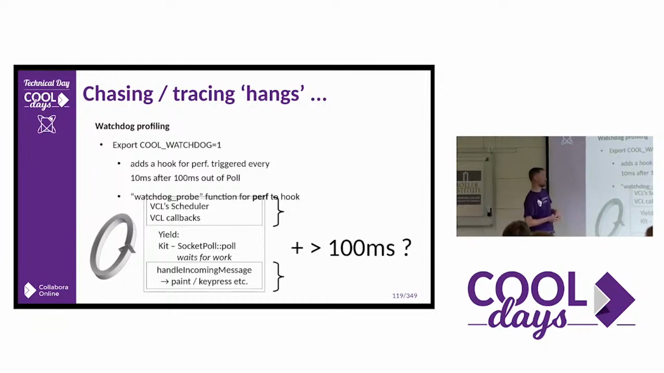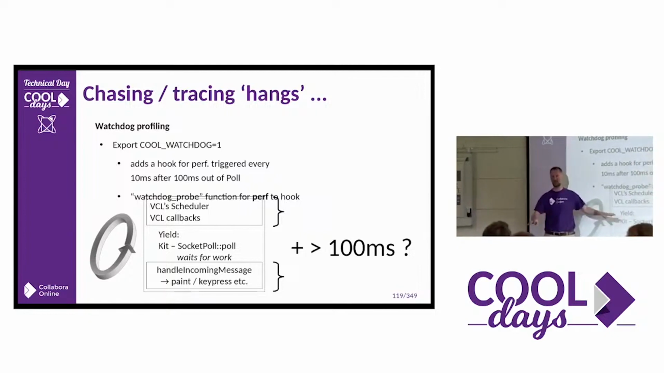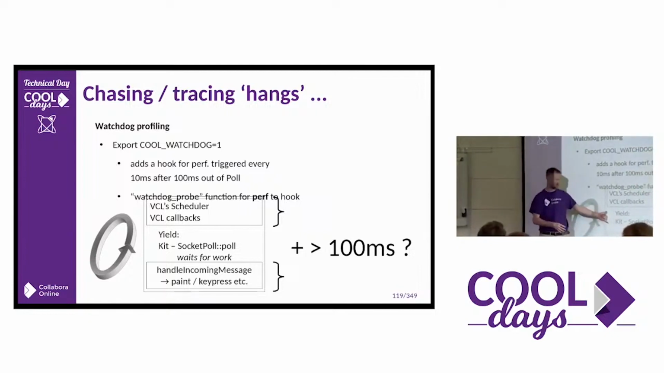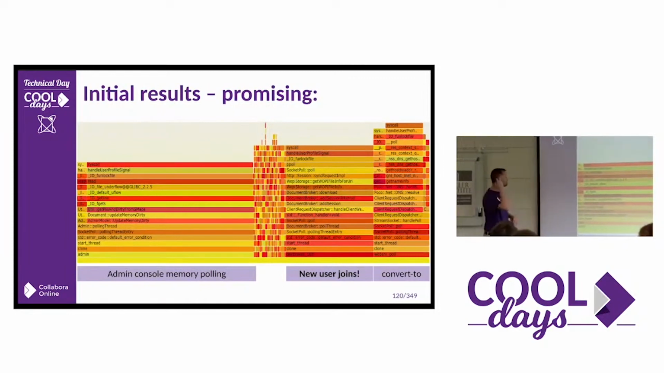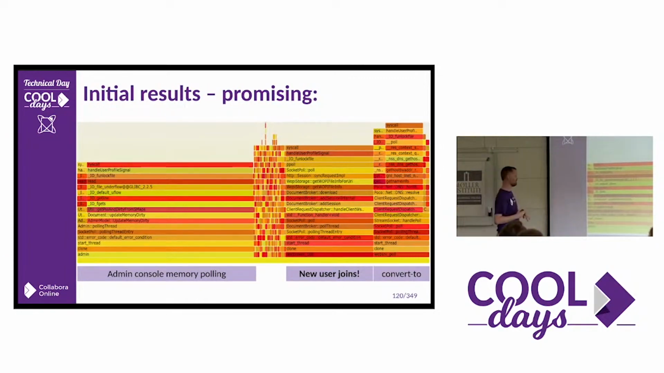But the good news is, essentially it's measuring the time that you're not yielding. When you're yielding, you're waiting for things to happen. This is good. Your computer should be idle all the time. It shouldn't be doing anything. It should be waiting for your next command, obviously. And so it measures this time here, and if it's too long, it starts sampling it. And the initial results look really, really promising.